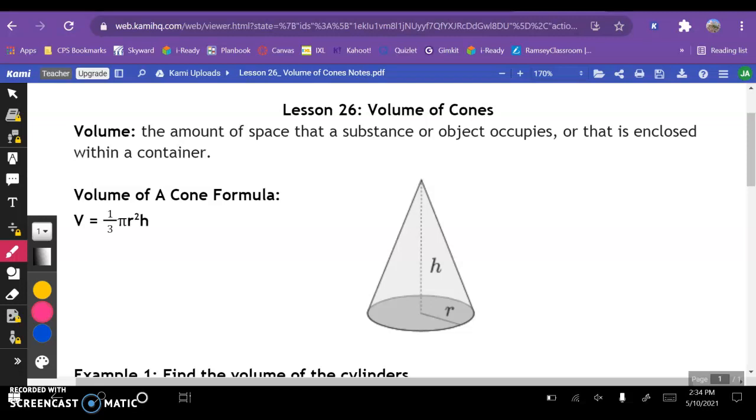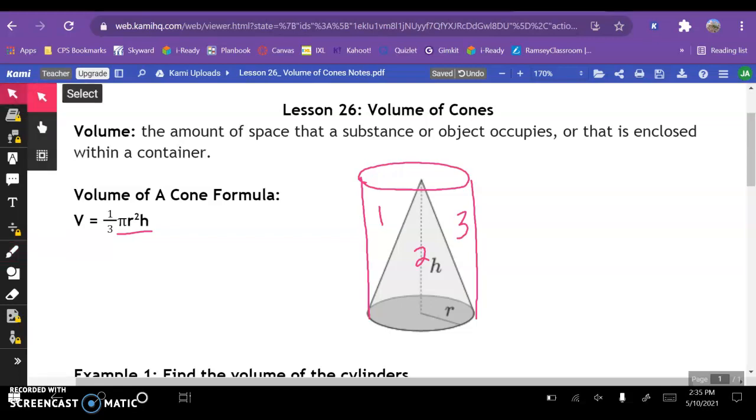If you remember yesterday, we had the cylinder that looked like this. So a cone is 1/3. Here is a piece, here's the second piece, and here's the third piece. So we're only taking out 1/3 of the cylinder. This part, pi r squared h, looks very familiar because we talked about that yesterday with the cylinders. We've added on the 1/3 part because it is 1/3 of a cylinder. So we have to take 1/3 times pi r squared times h.